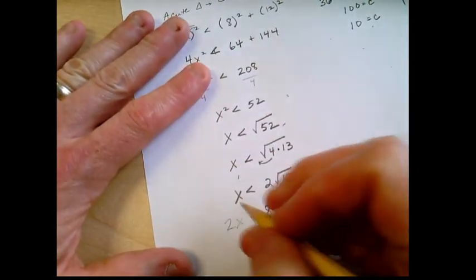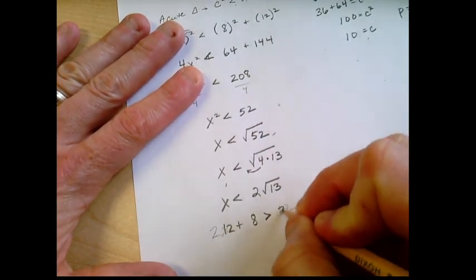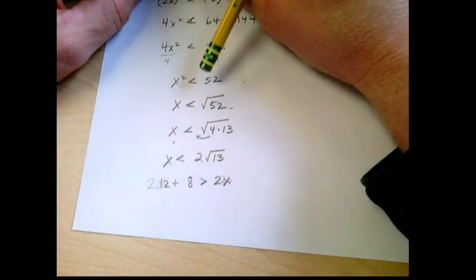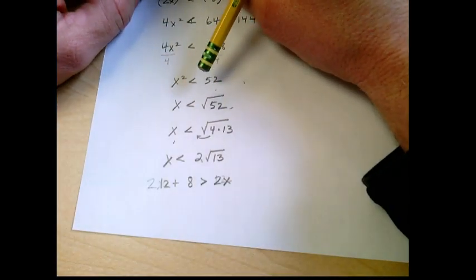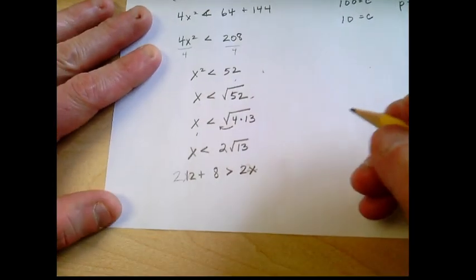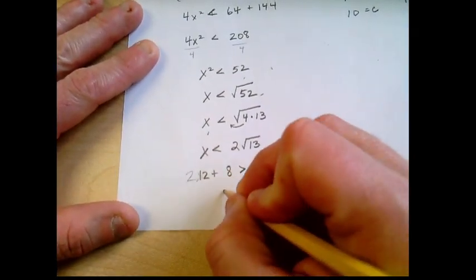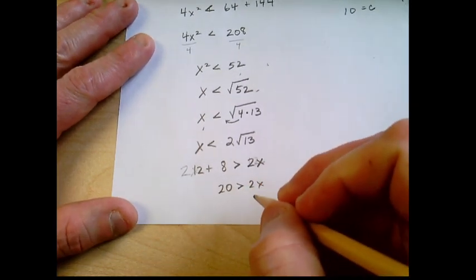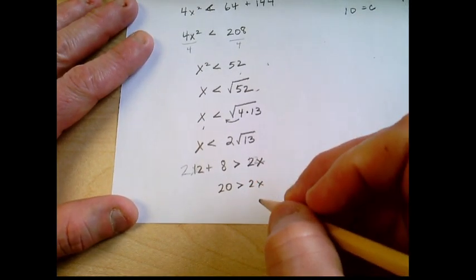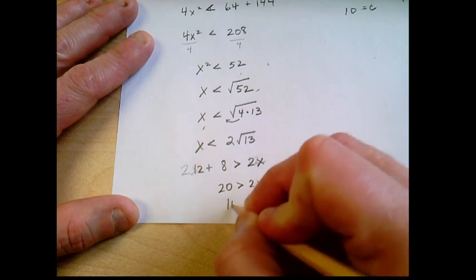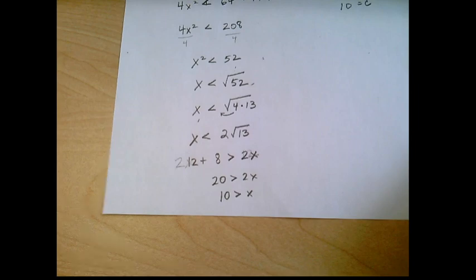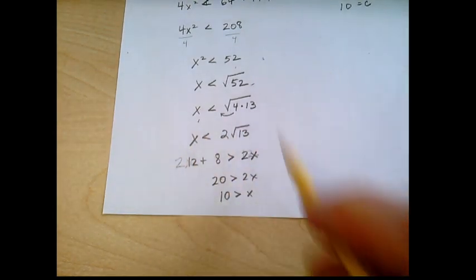Let's see if I can work this out. The sum of the two shorter sides must be greater than the longest for it to be a triangle. Therefore, if I add those two together, 20 divided by 2, x has to be less than 10. That didn't really help me out at all, because I already know it had to be less than 2 radical 13.